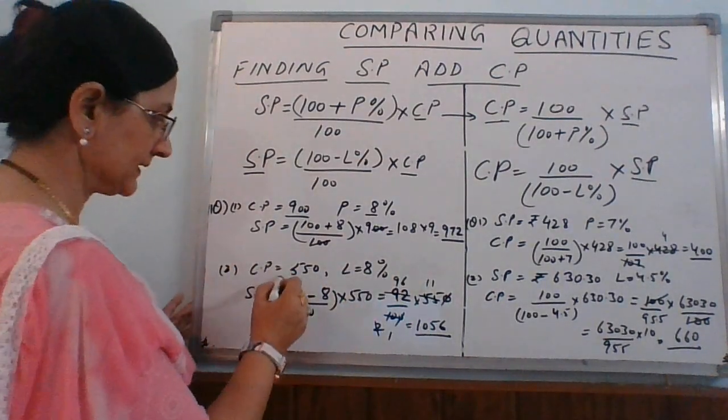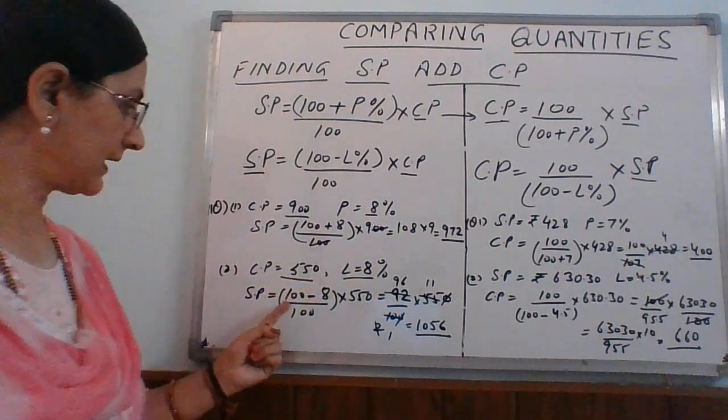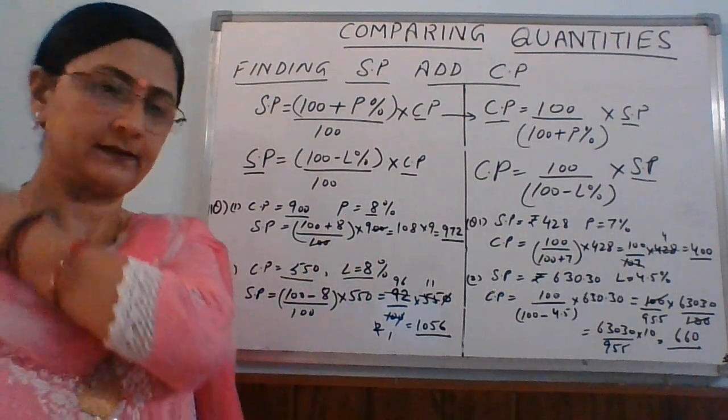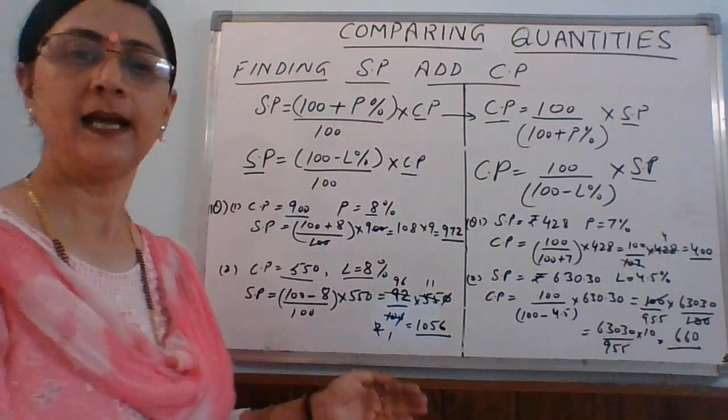Similarly, if CP is given and loss is given instead of profit, then 100 minus loss, loss is subtracted. So (100 minus loss) upon 100 into CP. Just do the calculation, find out the answer.